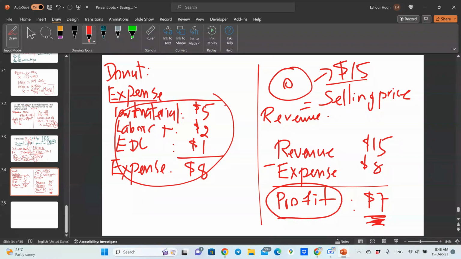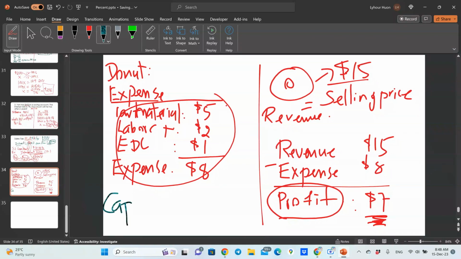So they set the rates. Are you talking about capital gain tax or profit tax? The official word is called capital gain tax. Wait, capital gain tax is profit tax? Yeah, it's profit tax. Capital gains tax.